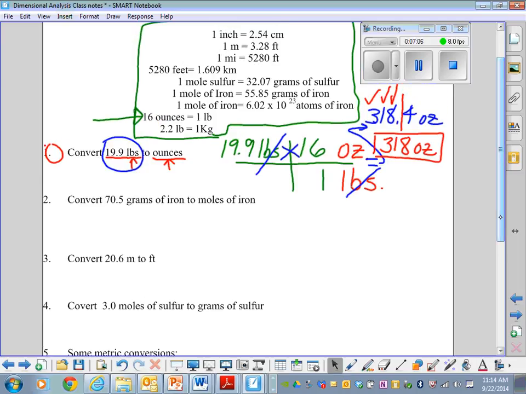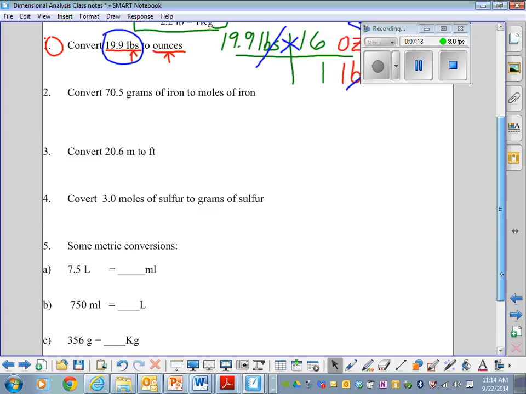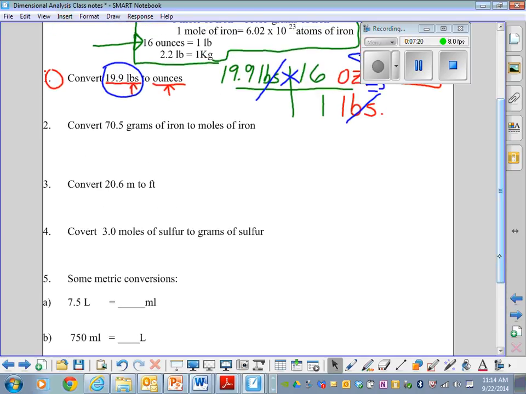19.90 will make it 4 sig figs, then the final answer will be 318.4. I mean, 4 sig figs. Said that right there. All right, I like questions. That's great. So let's move on. If you guys are comfortable, let's move on to the next problem.